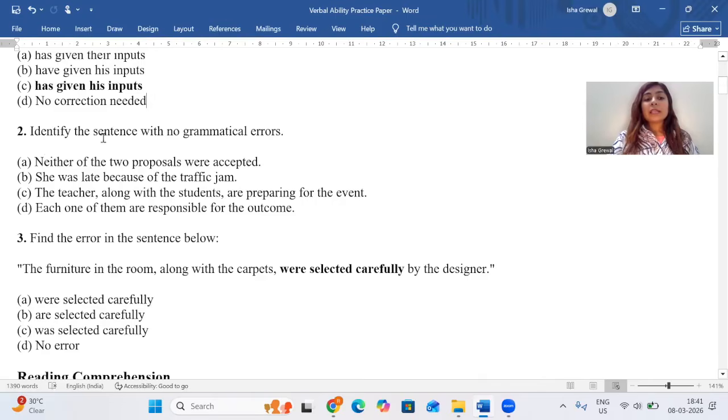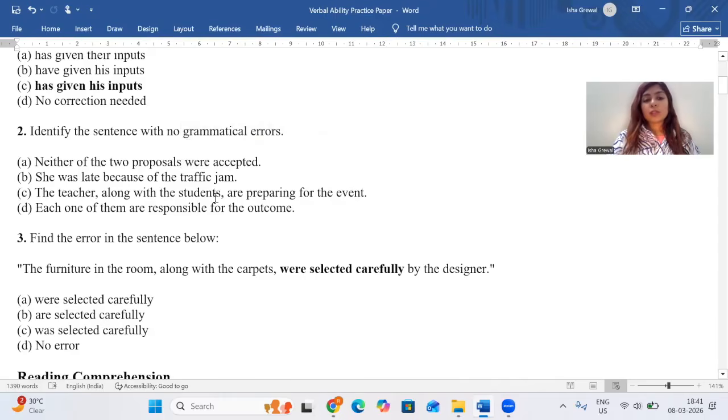Okay, the second one is identify the sentence with no grammatical error. So we have to understand where there is no grammatical error. For this, we need to understand the basic rules of grammar. The first sentence is: Neither of the two proposals were accepted. Now here "were" is used with neither. That makes the sentence grammatically incorrect.